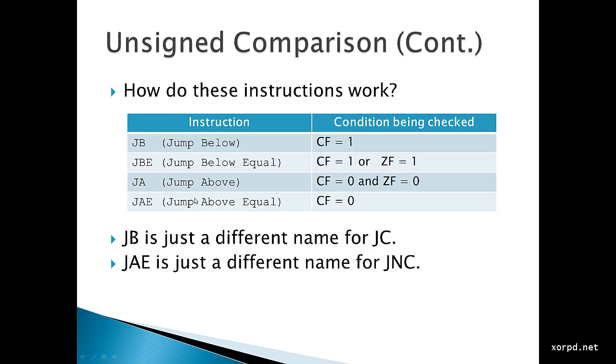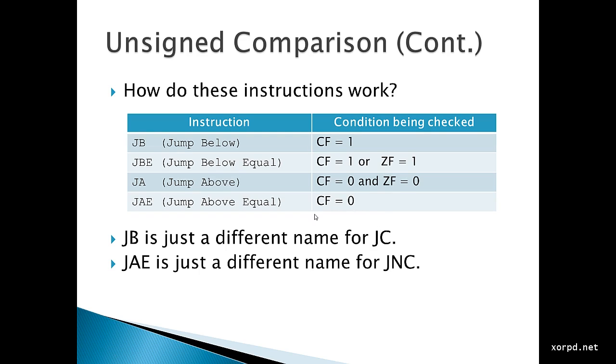The other instructions are just the opposite of the first 2 instructions. Jump above is about checking that the carry flag is 0 and zero flag is 0, which is just the opposite of the jump below equal instruction. If you know a bit about the De Morgan laws, then you should know that the opposite of this statement is exactly this statement. And the last one, jump above equal, is just the opposite of jump below. So we just reverse this condition and we get carry flag equals 0.